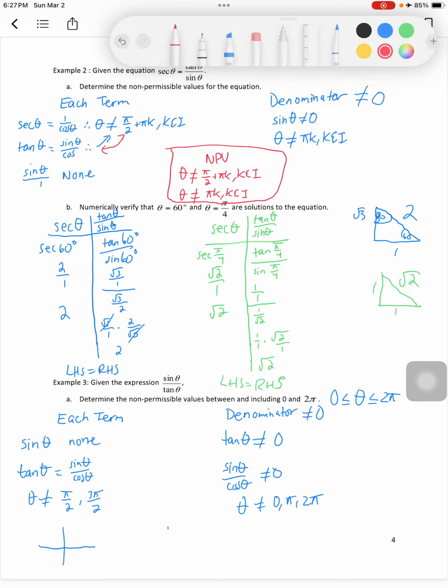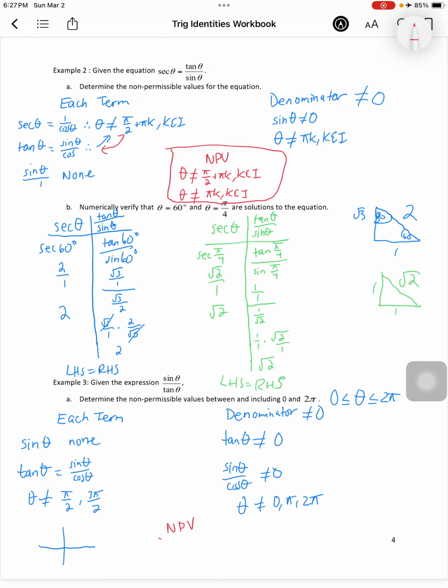Now for your NPVs, you're just going to make a whole list. So here, theta cannot equal, it doesn't really matter the order. I usually just write left to right of whatever I see. So on the left side, pi over 2, 3 pi over 2, 0, pi, 2 pi. The order doesn't matter. This would be your answer.